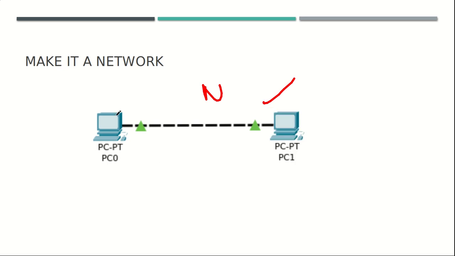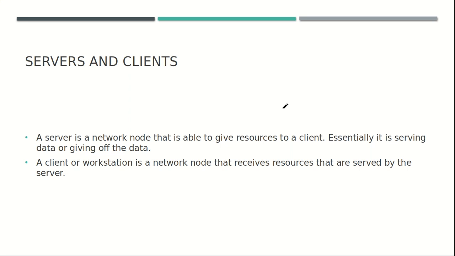Now, we need to know what is happening to each and every node. Each node can play one of two roles: it can be a server or it can serve as a client. A server is a network node that's giving resources to a client. So basically it is serving the information, it's giving off the information. And then a client, or in some cases they may call it a workstation, is a network node that receives resources. And these resources are essentially served by the server.